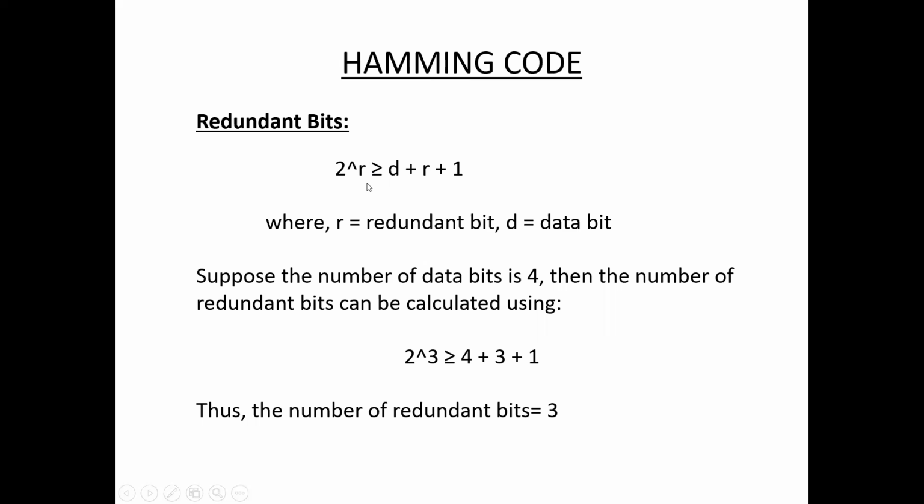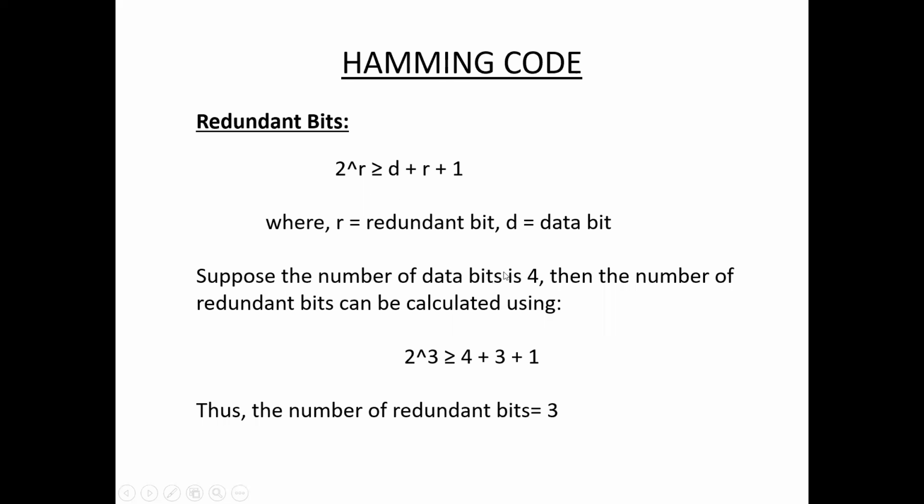Here we find the number of redundant bits r such that it satisfies the condition 2^r ≥ d + r + 1. Here d is the number of bits in the data stream and r is the redundant bits that we have to find. Suppose the number of data bits is 4, that is d = 4. The number of redundant bits can be calculated using the formula 2^r ≥ d + r + 1. Suppose we take r = 2, so 2² = 4.